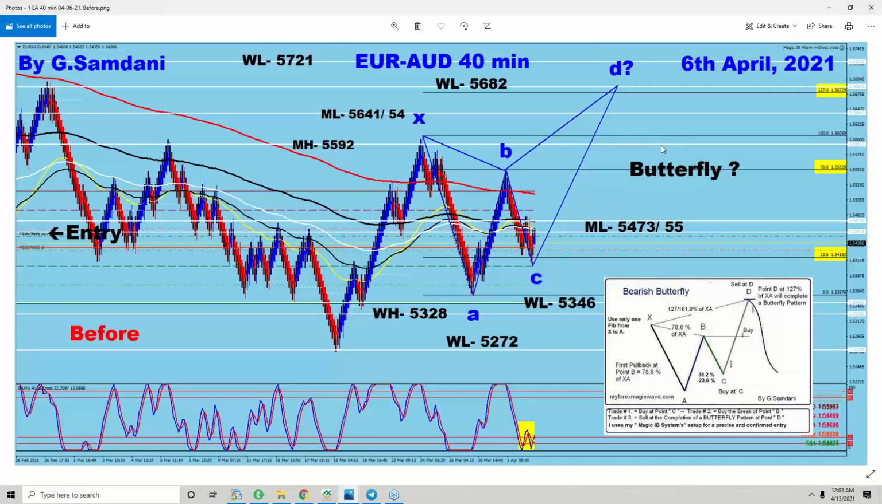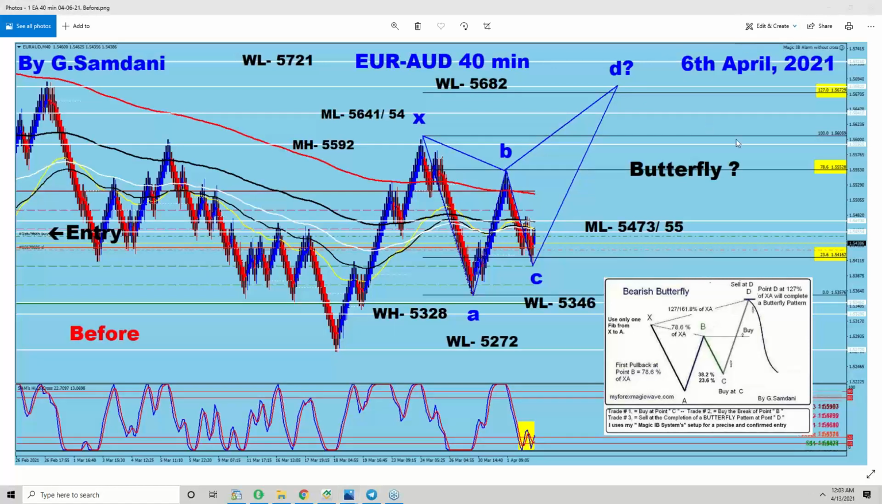Just making this video about the Euro Aussie and the trade setup, the harmonic pattern or Elliott wave, whatever you can call it. They're both the same thing. But let's get started.